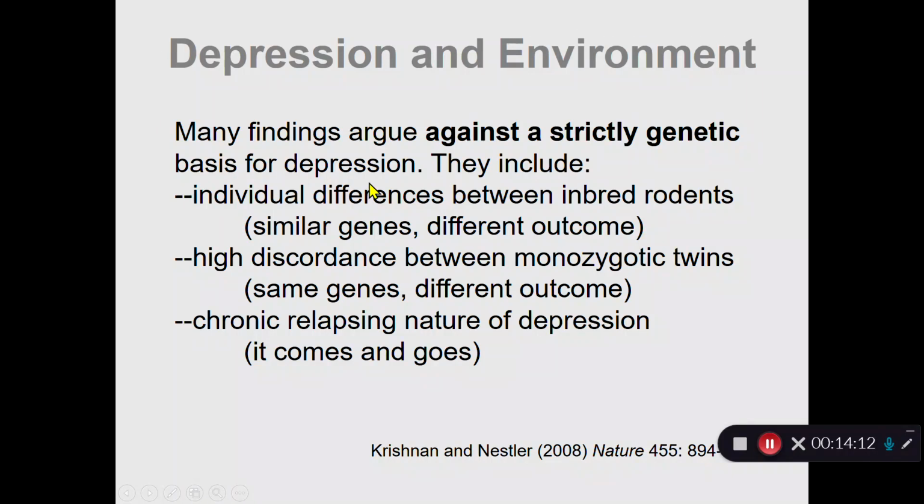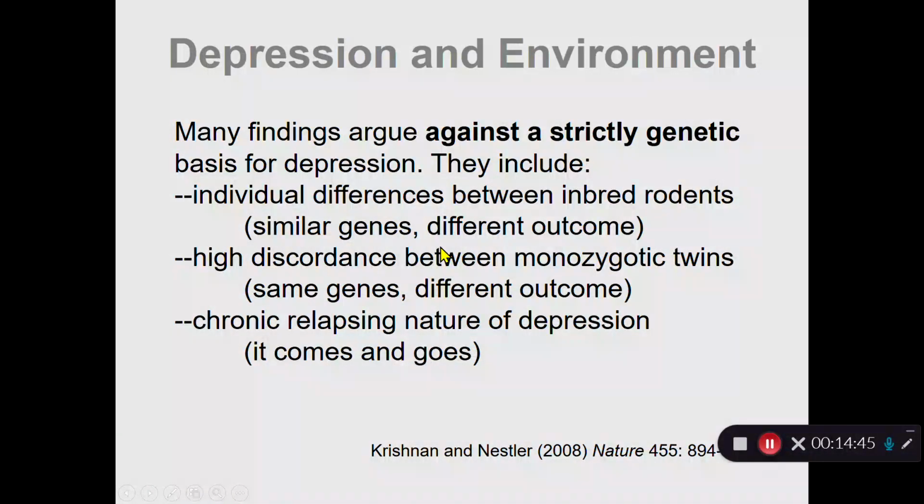There are individual differences in depression between inbred rodents. Most experiments on rodents are done in the same strain of rodents because they want the rodents to be comparable. They want them to be similar. So inbred rodents have very similar genes, but they can have very different susceptibilities to depression. Individual rats or mice of the same strain can differ greatly with regard to their susceptibility to depression.